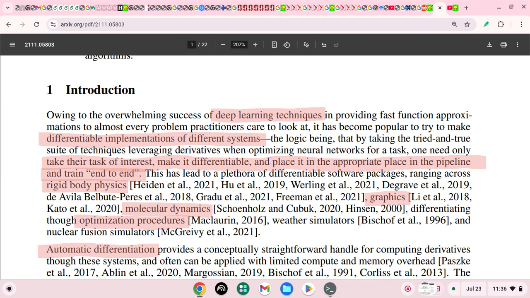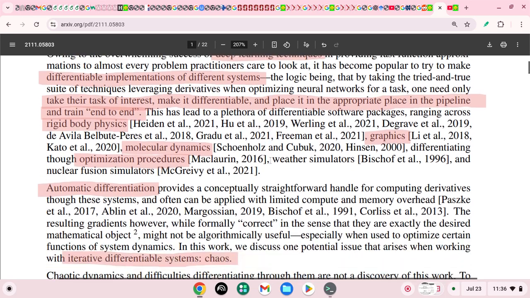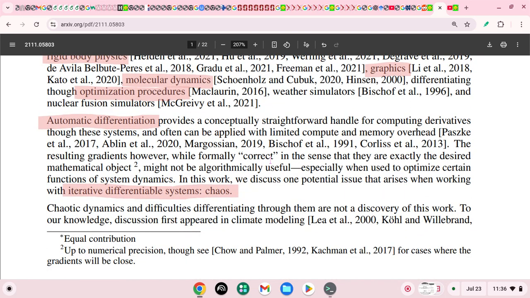So this setup, which has been successfully done in deep learning, has been applied in various other tasks like simulating rigid body physics, graphics, molecular dynamics, and setting up different optimization procedures. But we have to be more cautious while setting this up, because gradient based optimization is an iterative technique, and this can be considered an iterative differentiable system, and there are large chances that these systems are chaotic in nature.